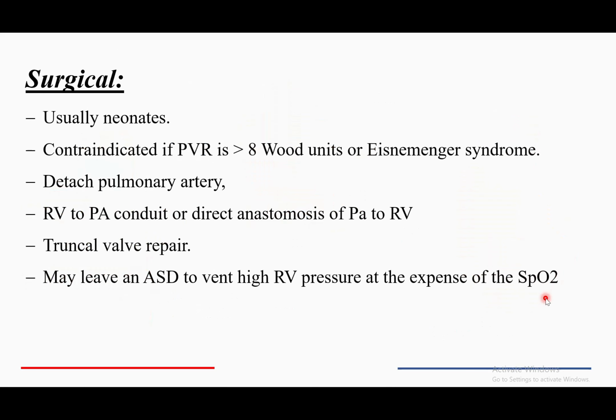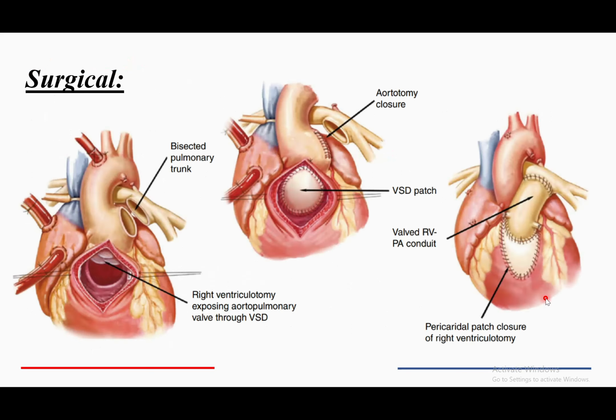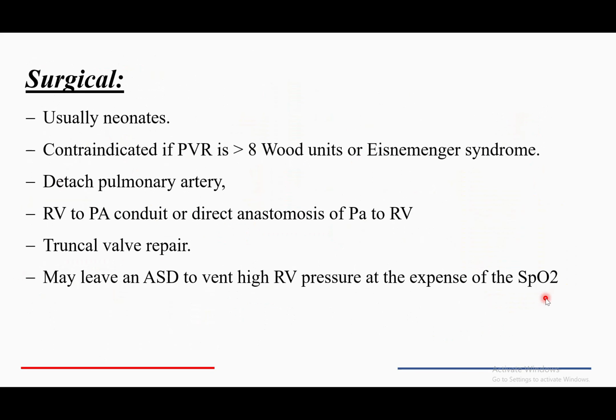Surgically, they are usually neonates. Contraindicated is pulmonary vascular resistance that is high, more than 8 Wood units, or Eisenmenger syndrome. Repair involves detached pulmonary artery, right ventricle to pulmonary artery conduit, or direct anastomosis of the pulmonary artery to the right ventricle.